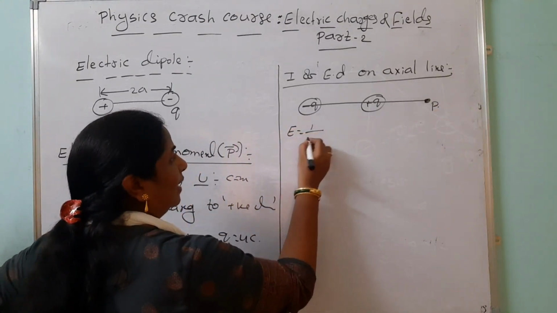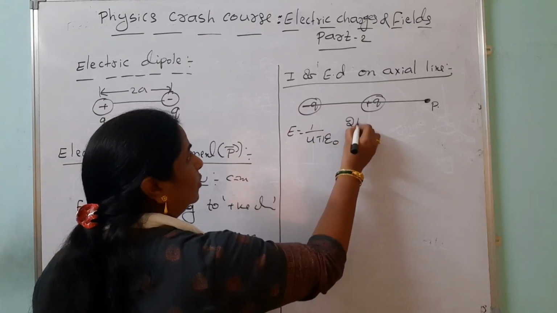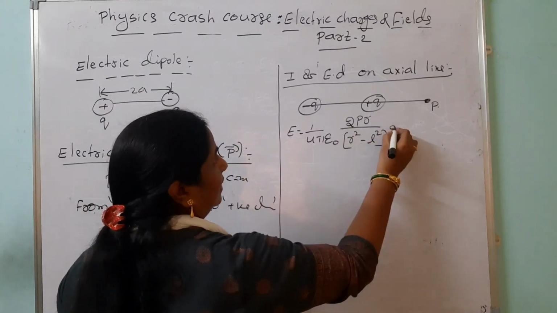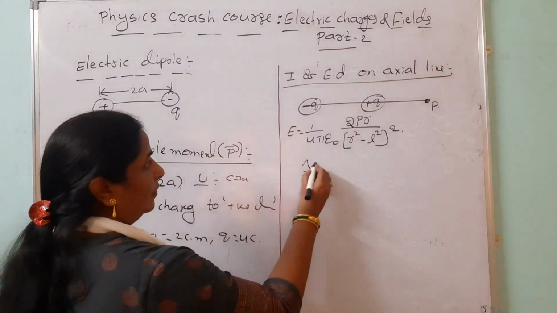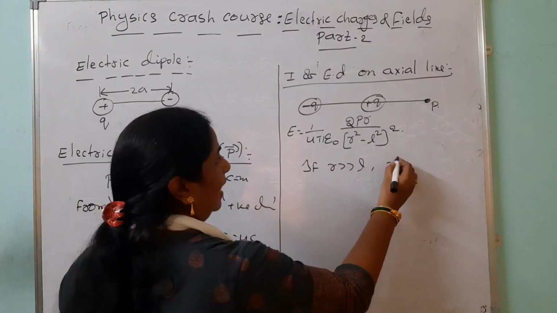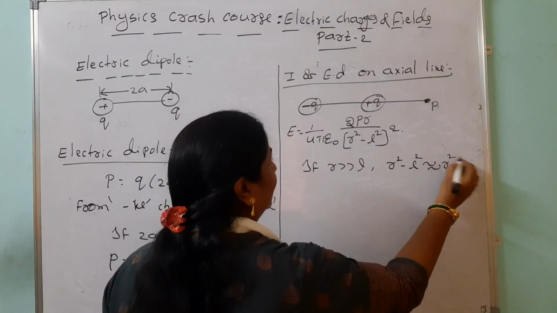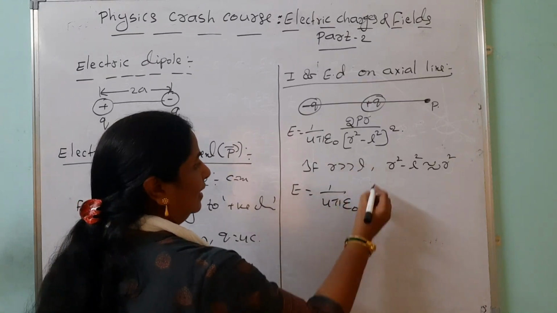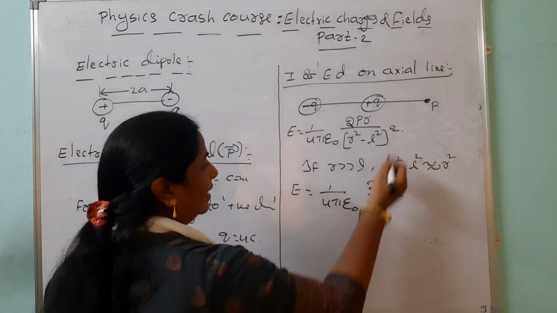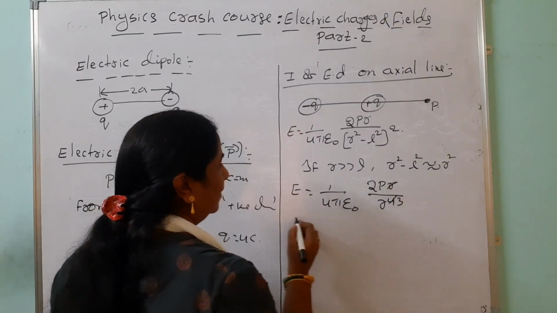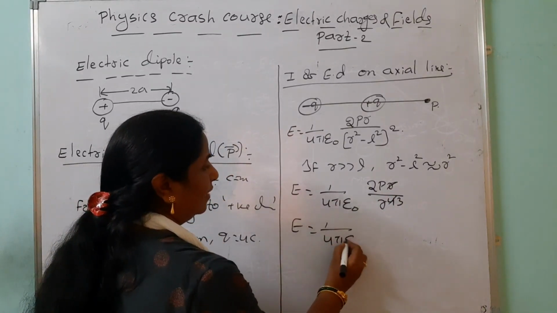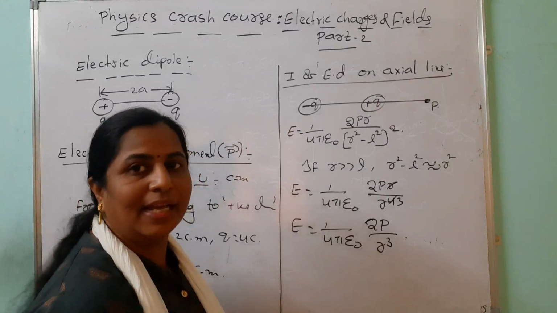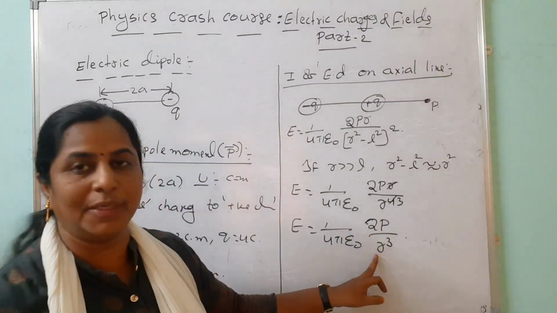Here the intensity is E equals 1 by 4 pi epsilon naught, 2 pi r by (r square minus l square) whole square. If r is much greater than l, then r square minus l square is approximately r square only. Then the intensity is 1 by 4 pi epsilon naught, 2 pi r by r square whole square, which is r to the power of 4. After simplification, E equals 1 by 4 pi epsilon naught, 2p by r cube. They will mention this in your problem. For a short electric dipole, you can directly use 2p by r cube.